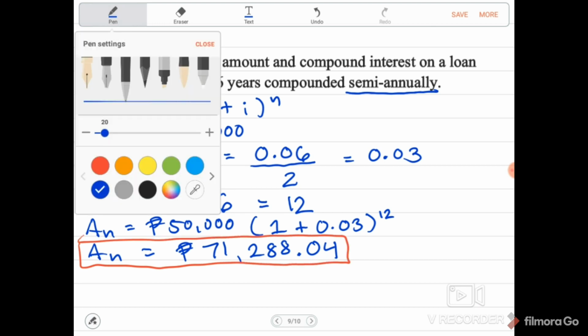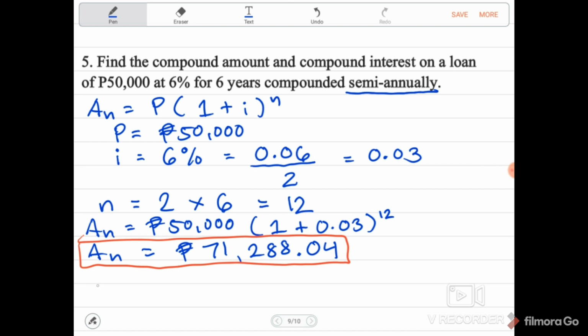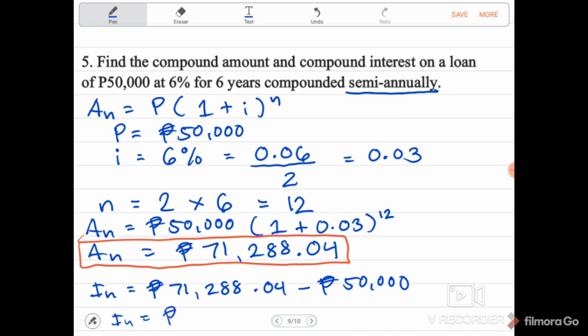Okay? Then for our compound interest, I sub n, ganun ulit, A sub n, ima-minus lang natin si principal. So we have 71,288.04 minus the principal, which is 50,000 pesos. So I sub n is equal to 21,288.04. So ito yung ating compound interest.